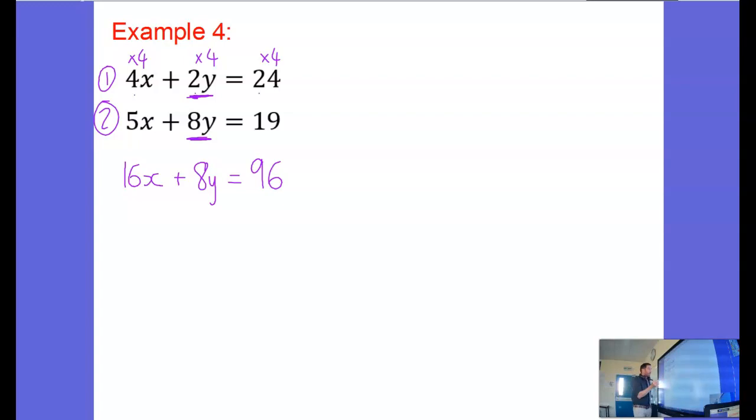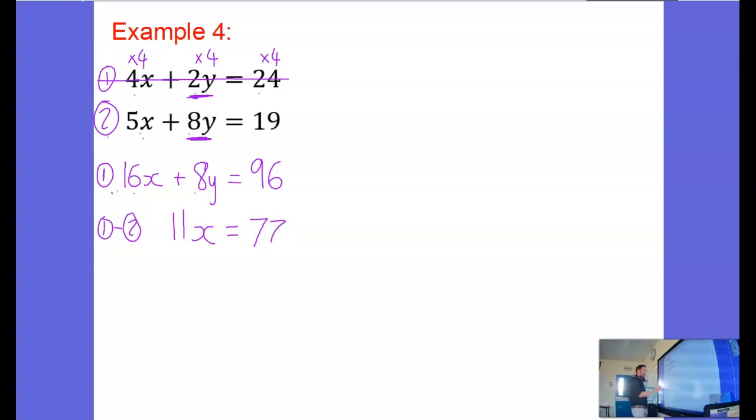Now I've got a new equation. I'm going to remember that I don't need that one anymore. So now let's label this one equation number 1. And I'm going to go for number 1 minus number 2. I could call this number 3, it doesn't really matter what you call these, A, B, anything. So equation 1, subtract equation 2 here. 16x minus 5x is 11x. 8y minus 8y is 0, good news. And 96 minus 19 is going to be 77.